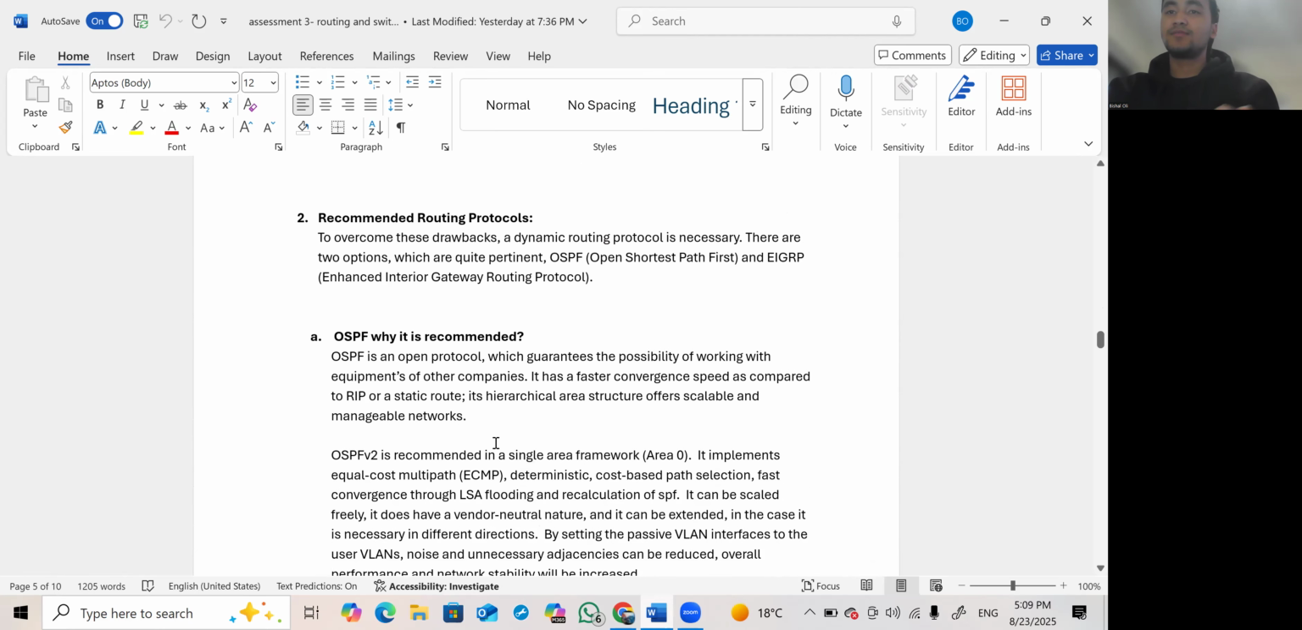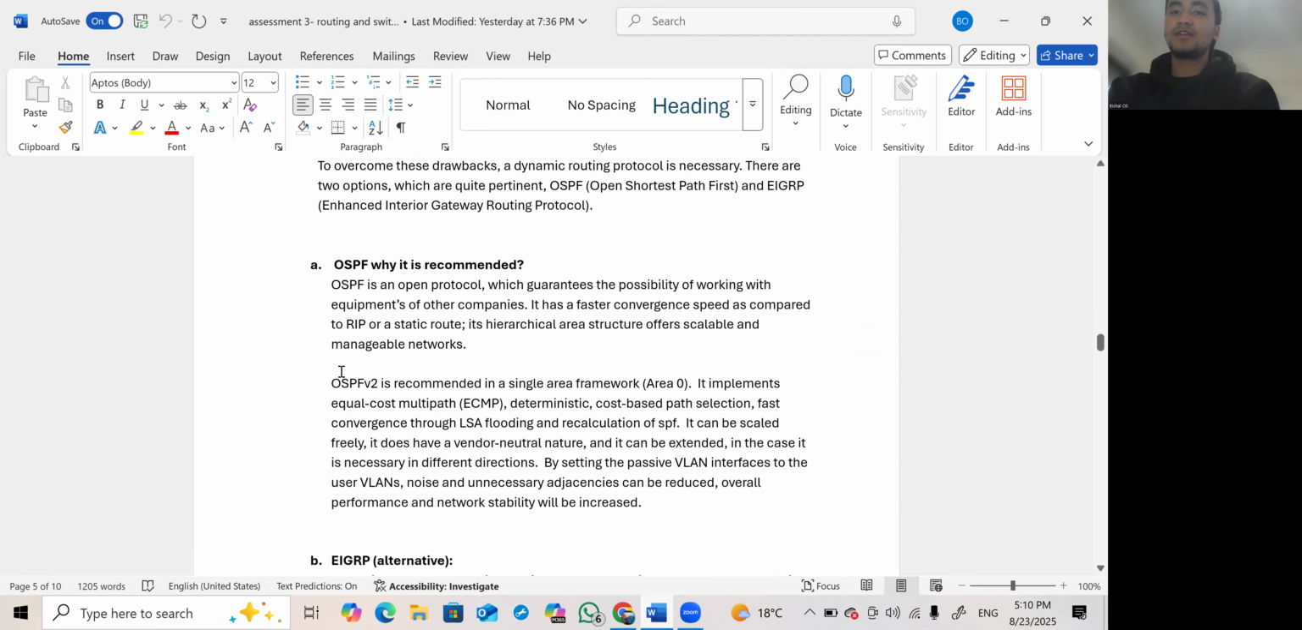Why do I recommend OSPF? Because it is an open protocol, which guarantees the possibility of working with the equipment of other companies. It has faster convergence speed compared to RIP or the static route that we used in the previous assignment. So OSPFv2 is recommended in a single area, area 0. It implements equal-cost multipath, deterministic cost-based path selection, it has a vendor-neutral nature, and it can be extended. So we're going to use OSPF.